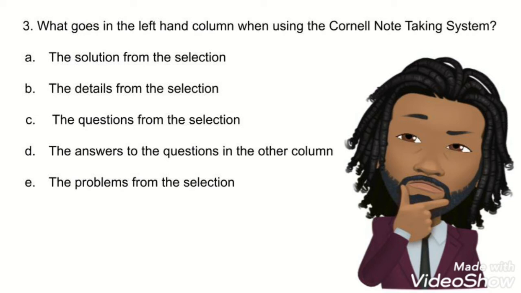Now, we didn't even say that anything was in the other column, right? We don't know that there is a right-hand column. And we definitely don't know that there are questions in the other column until it actually says, hey, in the note-taking system, you're taking notes. You're already taking notes. So these are your notes right here. That's where the solution is going. That's where the details are going, right? That's where your answers are going.